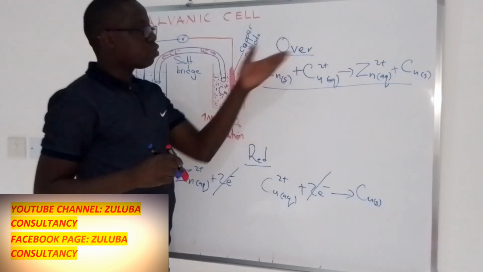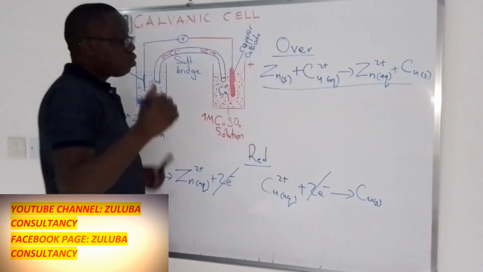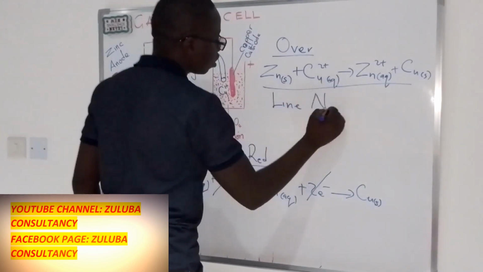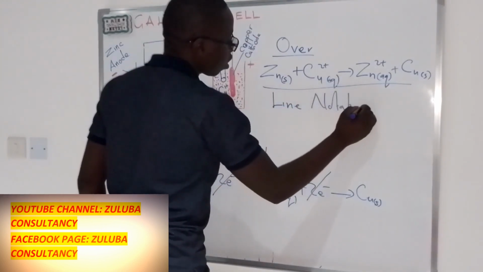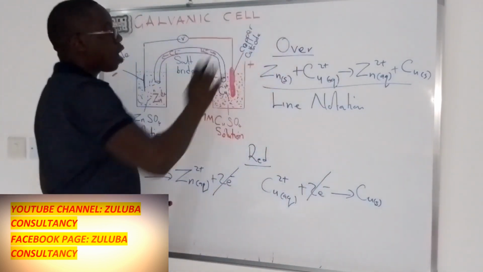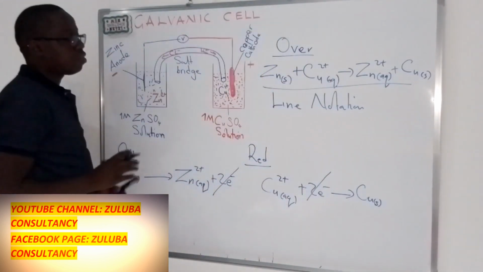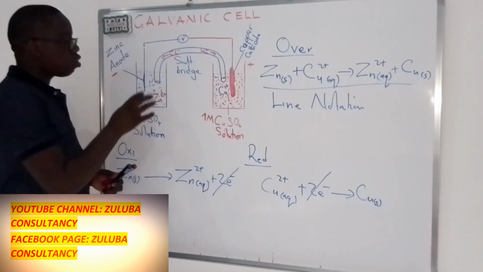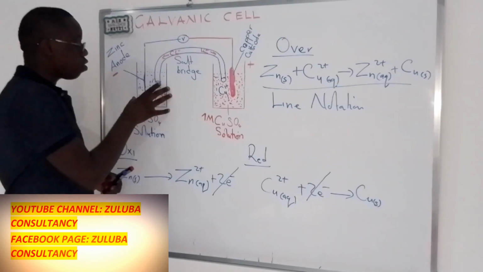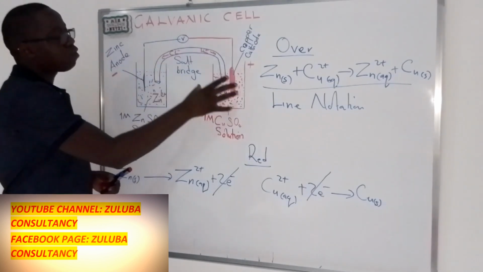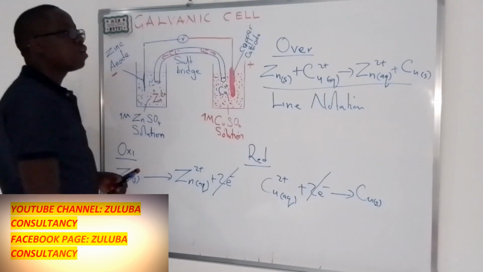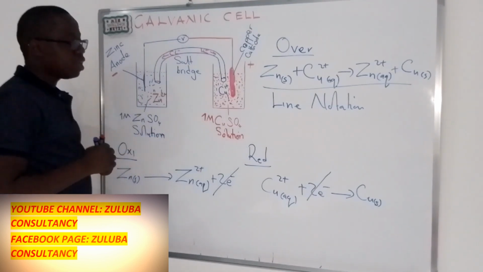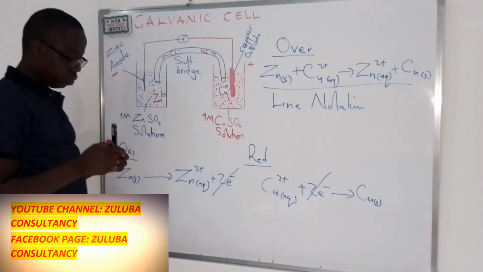Now that we have this overall reaction, let us look at how we write the linear notation of what is happening in this galvanic cell. So when writing the linear notation, we start with what is taking place on the anode, then thereafter we look at what is taking place on the cathode. This is separated by a salt bridge.